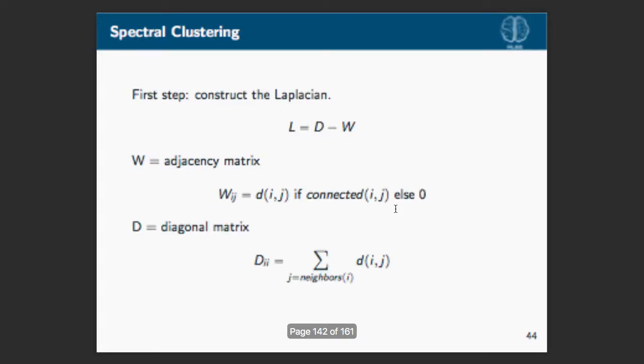Okay. D is a diagonal matrix. So that means it only has entries in its diagonal. It's also an n-by-n matrix, right? And each entry, like D11, D22, is basically the sum of all the weights leading out from each vertex. So for vertex 1, I'm going to look at all the edges from vertex 1 to some other vertex, and I'll sum them, and I'll put it in the diagonal matrix. So just the sum of edges. That makes sense?